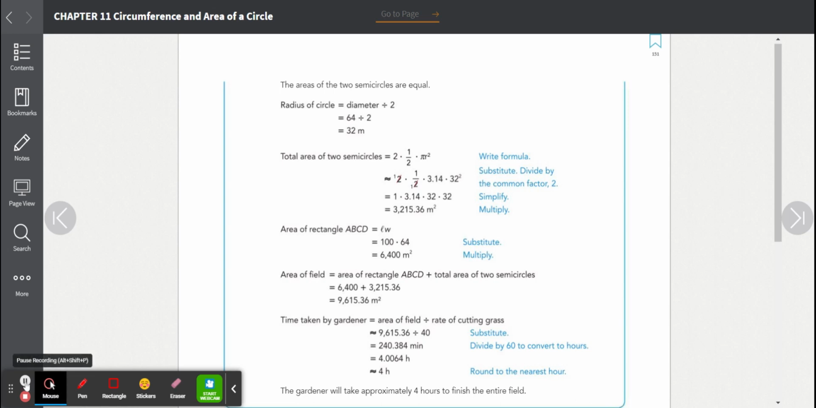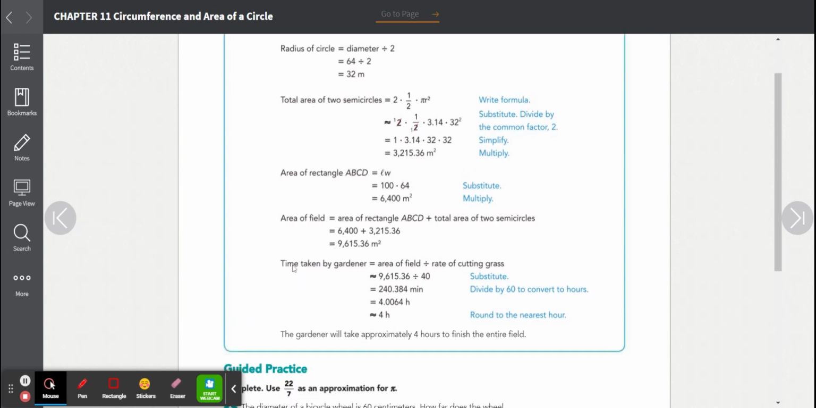9,615.36 meters squared. Okay. So now that we have the area, we're going to find the time taken by the gardener. So remember, we're going to take the area of the field divided by the rate of cutting grass, plug our numbers in, right? And then we're going to convert to hours.